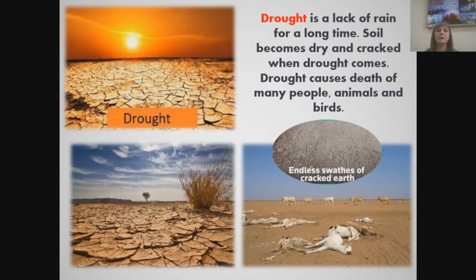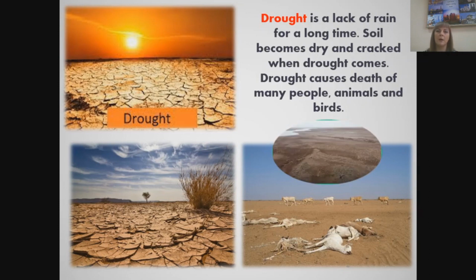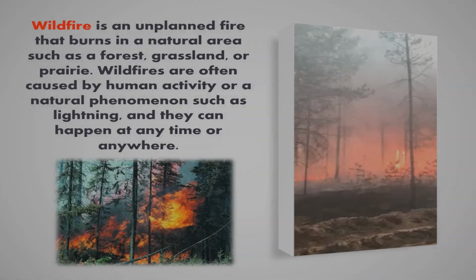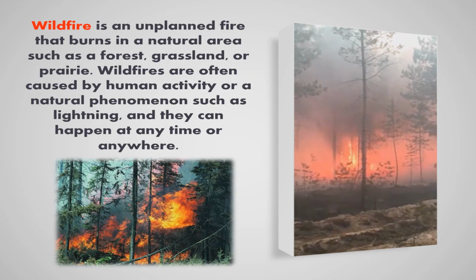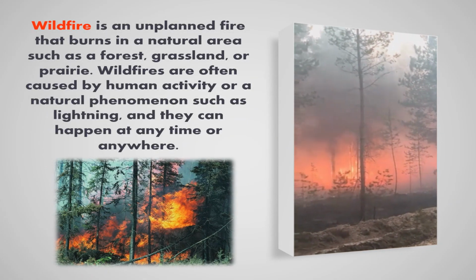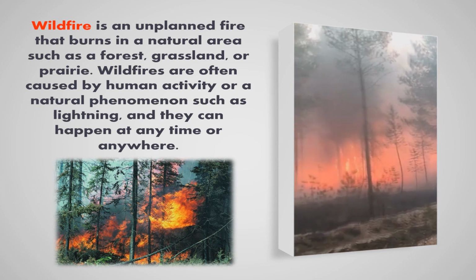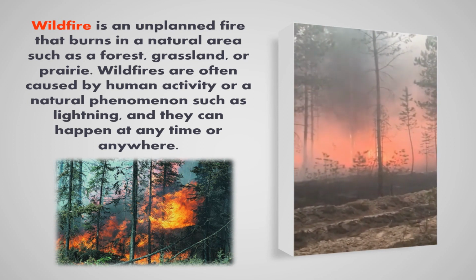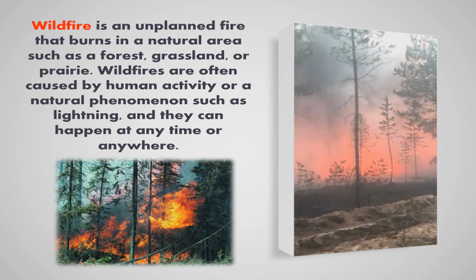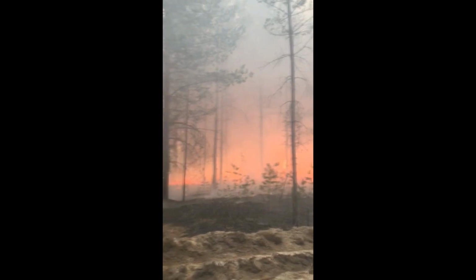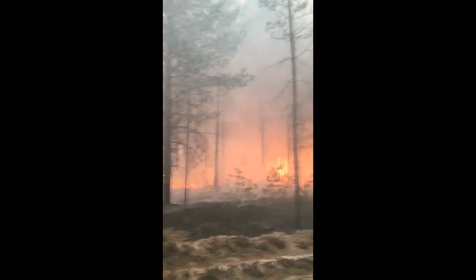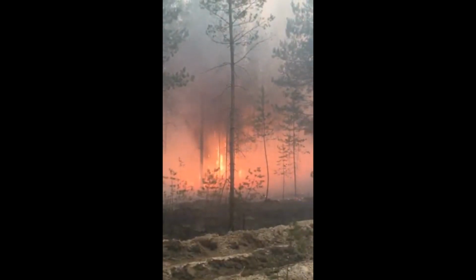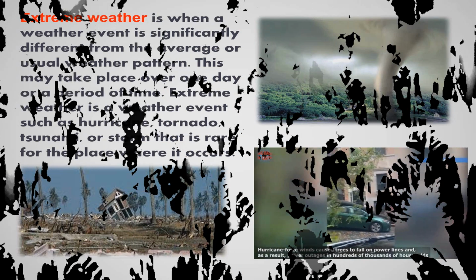Drought. Drought is a lack of rain for a long time. Soil becomes dry and cracked when drought comes. Drought causes the death of many people, animals, and birds. Wildfire. Wildfire is an unplanned fire that burns in natural areas such as forest, grassland. Wildfires are often caused by human activity or a natural phenomenon such as lightning, and they can happen at any time or anywhere.